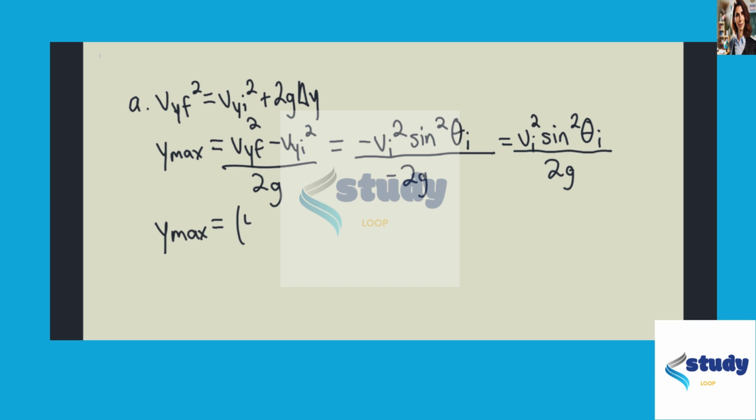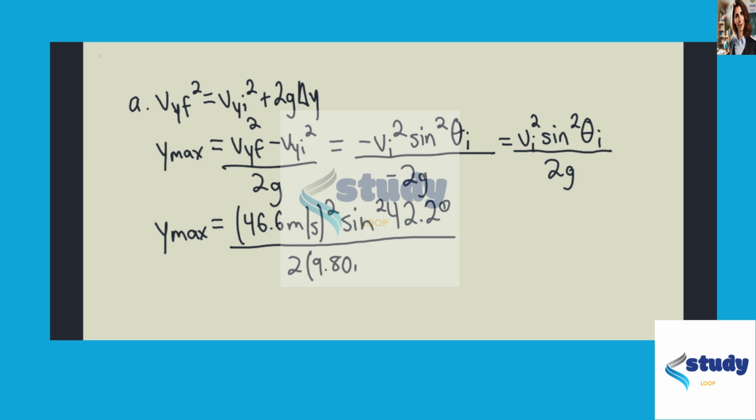So this would be 46.6 meters per second quantity squared times sine squared of 42.2 degrees, all divided by 2 times 9.80 meters per second squared. This is giving us 50.0 meters.